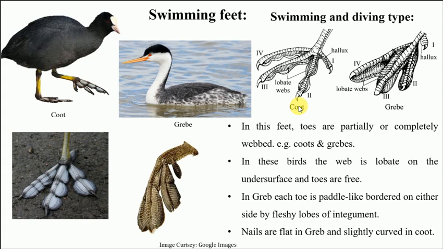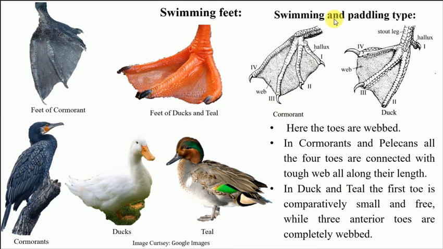So this type of feet is modified for swimming and diving into the water. These birds not only swim but are also capable of diving into the water in search of food material, that is the fishes and other things. Okay, the next one is the swimming and paddling type. Now the swimming and paddling type of feet is found in birds such as the cormorant, duck, teals, pelicans, etc. These aquatic birds are provided with swimming and paddling type of feet.